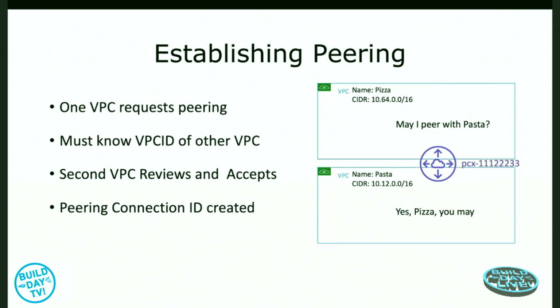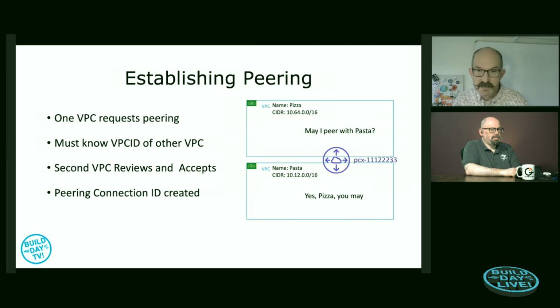The result is that these two VPCs are then paired together. Naturally, you can see that the CIDR ranges here, the 10.64 at the top and the 10.12, don't overlap. Their network addresses are unique, and so we can set up routing between them. Now, just because the peering connection's up doesn't mean we've got traffic flowing.